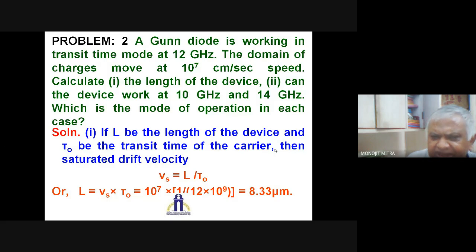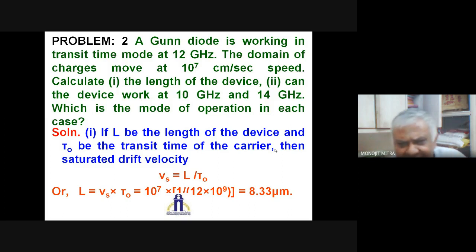And now the second part. Can the device work at 10 gigahertz or 14 gigahertz? Let's see. Because it is operating at 12 gigahertz, that mode is called the transit time mode. Even without going through the solution of the second part, you can tell that if it operates at 10 gigahertz, then that is called delayed mode. Because I told you when the frequency is lower, means transit time is more than the normal time, then it's called delayed mode. So frequency will be lower, and at 14 gigahertz, that is called the quench mode.